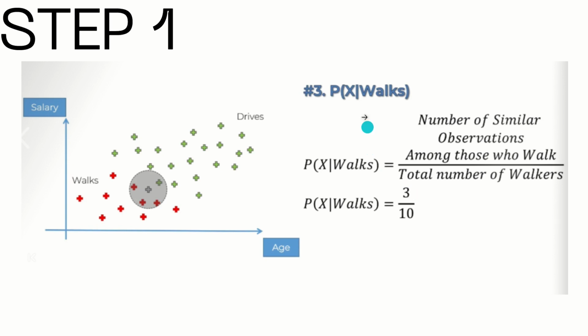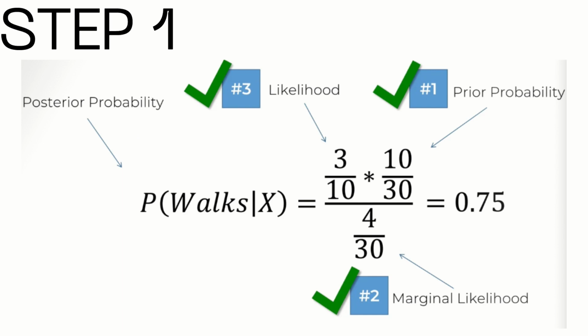I'm again repeating, because we are finding the probability with respect to walking, only walking will be considered, not driving. It means only 10 points will be considered for this step. So this 10 will be in the denominator, and because the 3 red points are in this radius, it will be in the numerator. This is how we can find the likelihood. So we just have to put the values in this Bayes theorem, and we'll get 0.75, and this 0.75 will be called the posterior probability. So we have found the posterior probability for the ones who are walking.